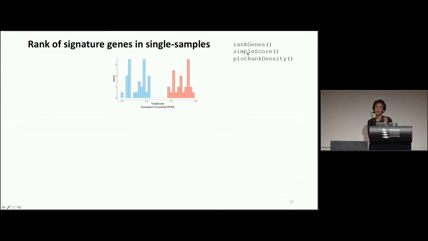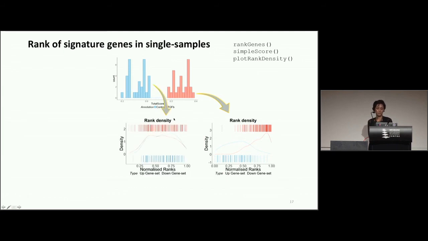Then we wanted to study each individual sample in more depth. So we provide this plot rank density function where you can take a sample, for example with a high score, and look at the ranks of the up and down gene sets in that single sample. Here, because we have a high-scoring sample, we see that the ranks of the up gene set are clustered towards higher values, whereas the ranks for the down gene set tend to be lower.